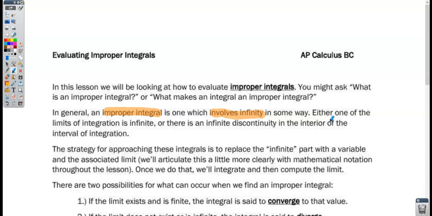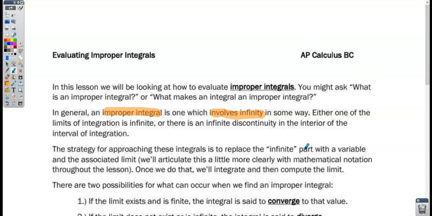So the strategy that we're going to use for approaching these is to replace the infinite part with a variable and the associated limit. And you'll see that a little bit more as we go throughout the lesson, how exactly we're going to do this. Once we do that, then we're just going to go ahead and integrate and compute the limit, and we will have found the value of the improper integral.